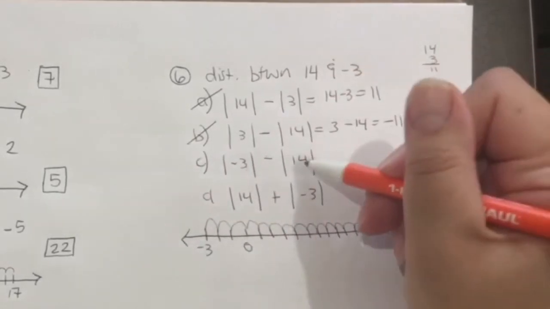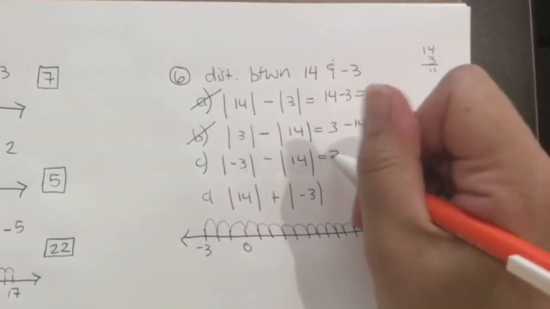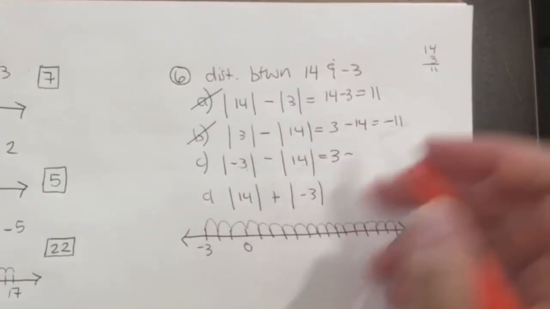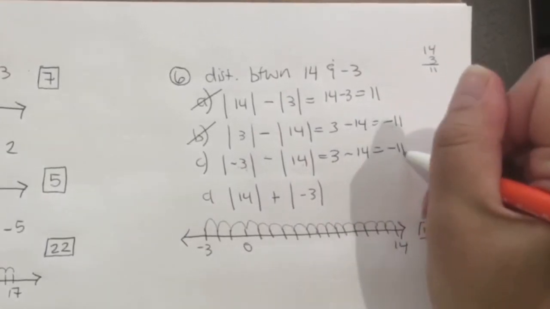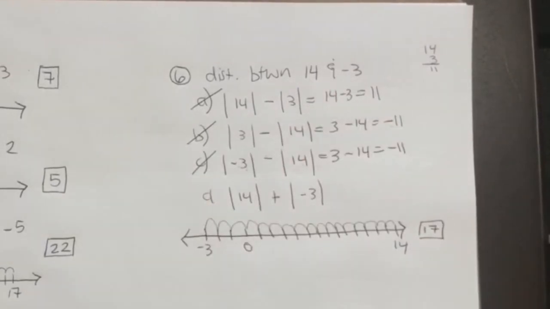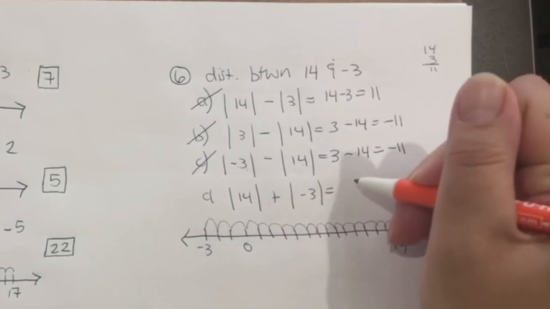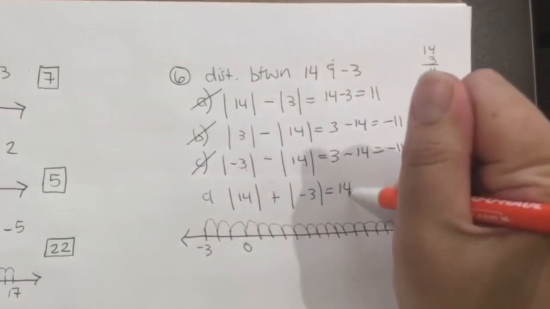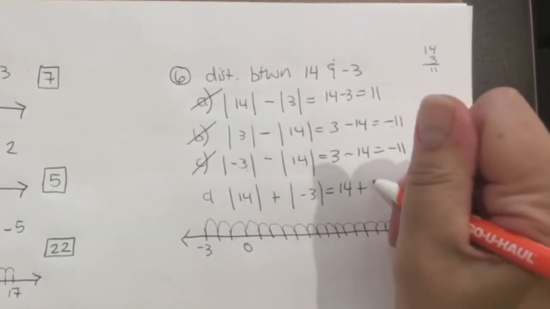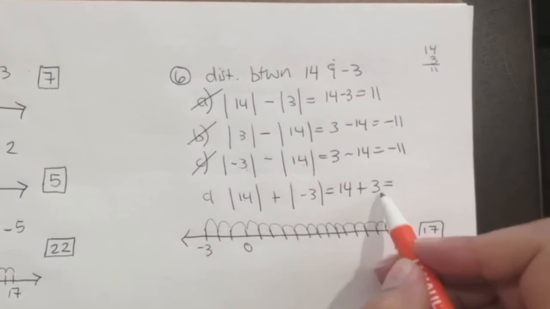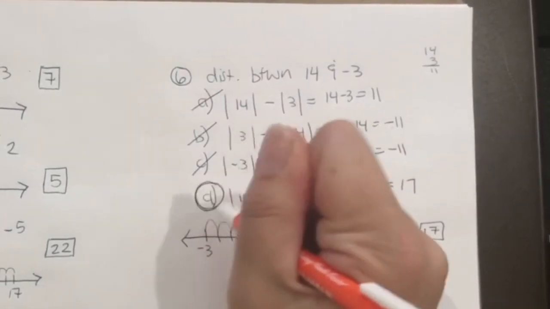Absolute value of -3 minus absolute value of 14. So the absolute value of -3 would be 3 minus 14. That's exactly the same as that one. That's going to be -11 again. So that's not correct. All right, this last one should be it, but let's double check just to make sure we're getting this correct. So +14 plus the absolute value of 3 would be +3 equals 17. So D is the correct answer.